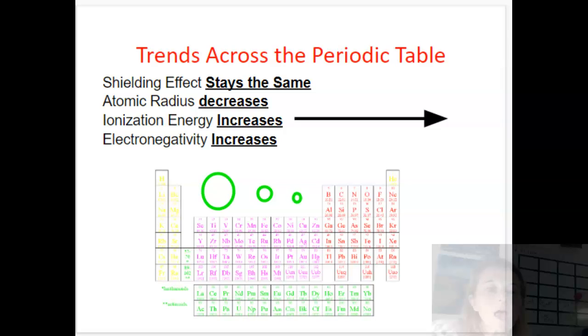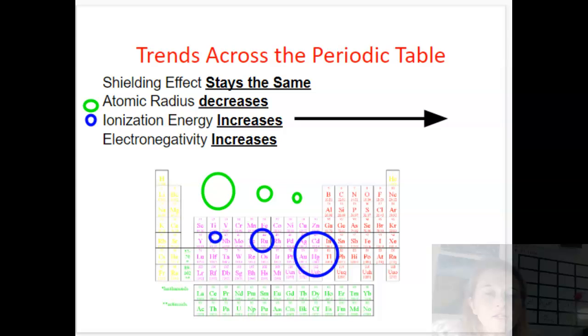There we go. And you want to make a little key on your periodic table. I'm going to put mine just right next to that word right there, but you want to draw it somewhere on your periodic table to show the green ones are radius. Now I'm going to change my color to blue for ionization energy. And ionization energy increases as we go across our periodic table.